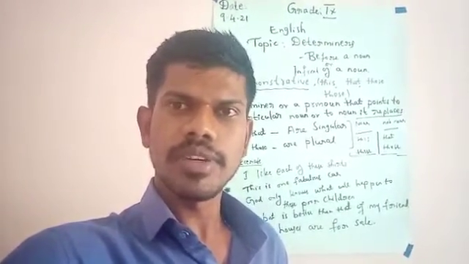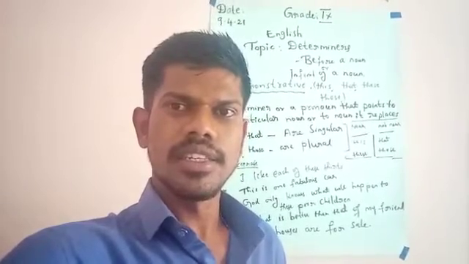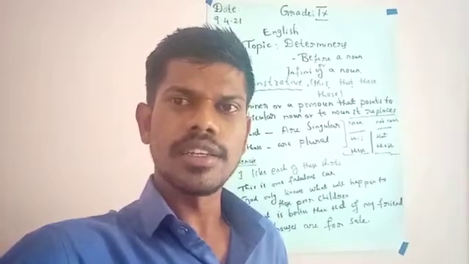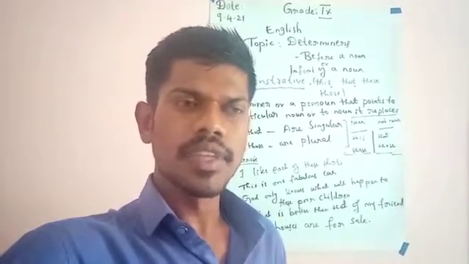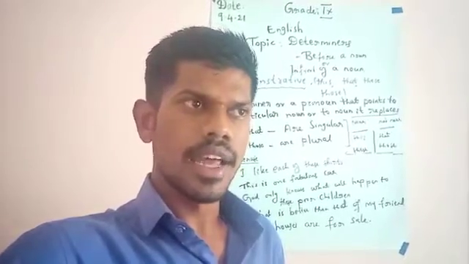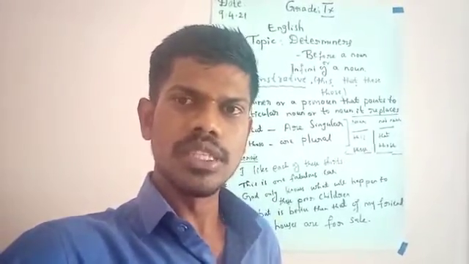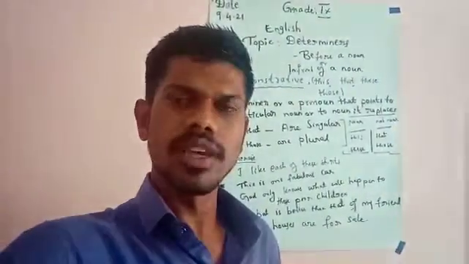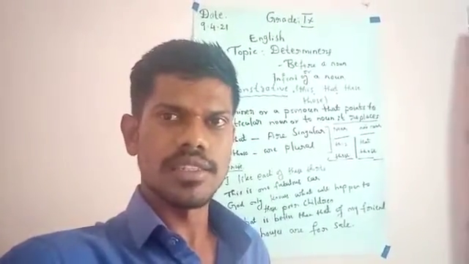Under determiner, we have completed article. There are two types of article: definite article and indefinite article. The articles are a, an, and the, and their usage: where we have to use a or an, where we have to use the, and what is a definite article, what is an indefinite article, etc. That we have seen in the last class.